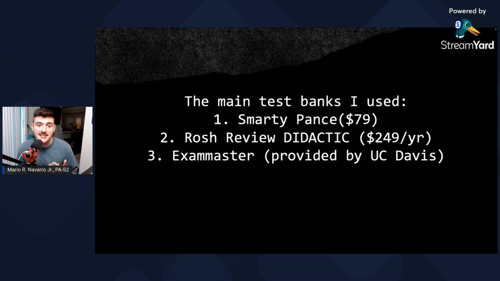I split up these accounts with my classmates. For Smarty Pants, I shared that with 3 or 4 other guys, and we only paid $25. For Rosh Review Didactic, I shared that with like 7 or 8 people. And so again, we were only paying $30, $40 for a year subscription.